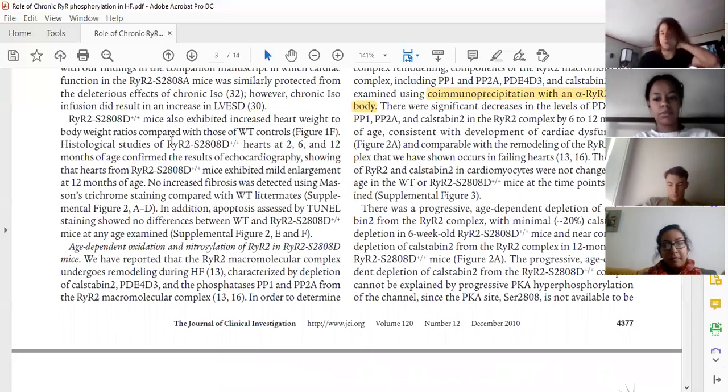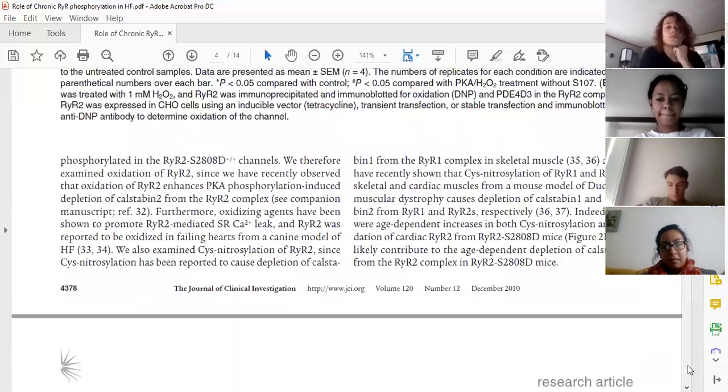Can you scroll up, please? Yes. To be phosphorylated in the ryanodine plus channels. Okay. So you're seeing this breakup of the complex, but it's not because of phosphorylation, because this thing has been phosphorylated since it was made, or phosphorylated anyway.